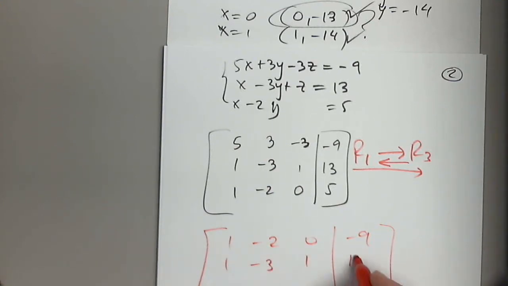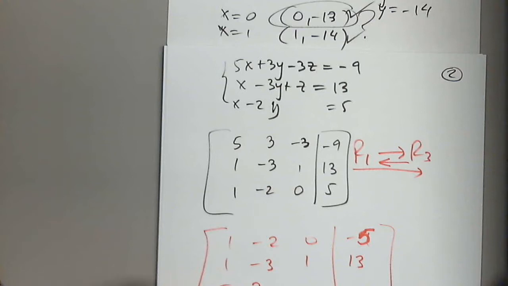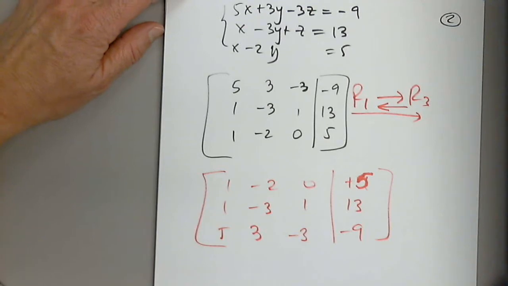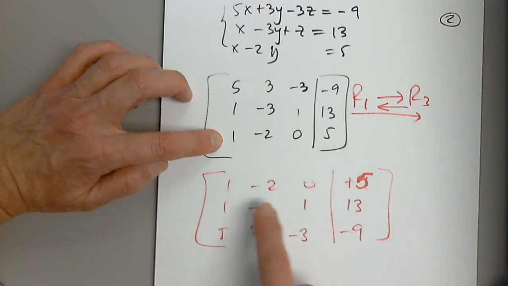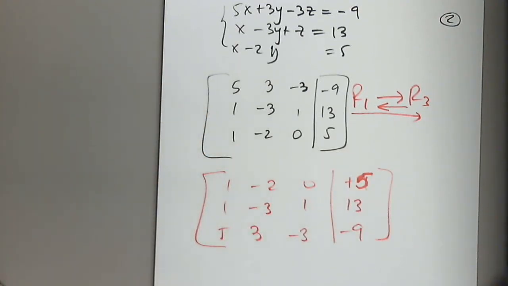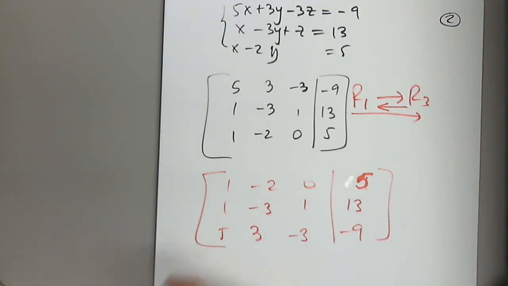So 1, negative 2, 0, 5 goes on top. Oh, yes, it's 5, not negative 9, in the top row. Thank you. 5, 3, negative 3, negative 9. Correct. Thank you. Always stop me if you see something because I may not see it. So 5, 3, negative 3, negative 9 is correct. 1, negative 2, 0, 5 is correct. Good. So now we do have the 1 that we were looking for, this one.